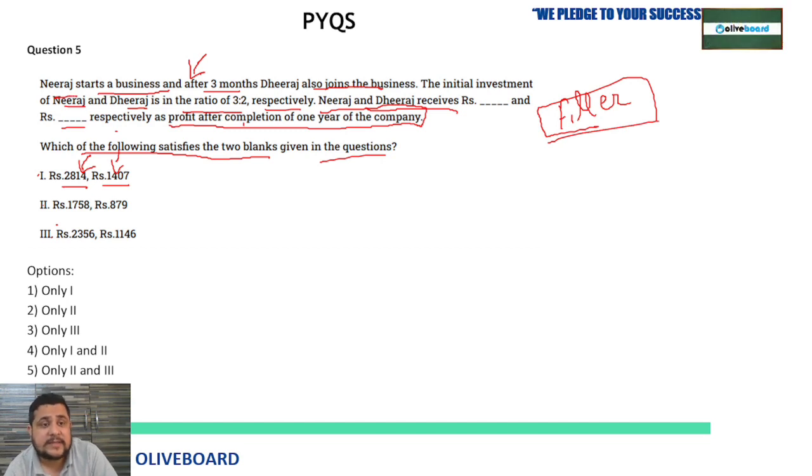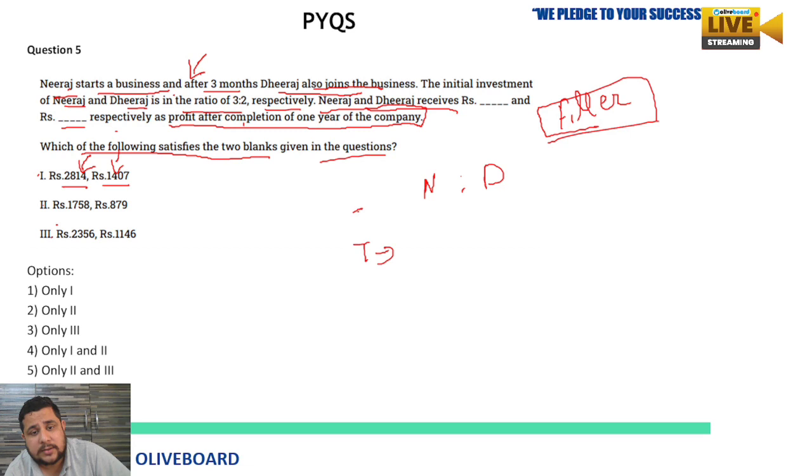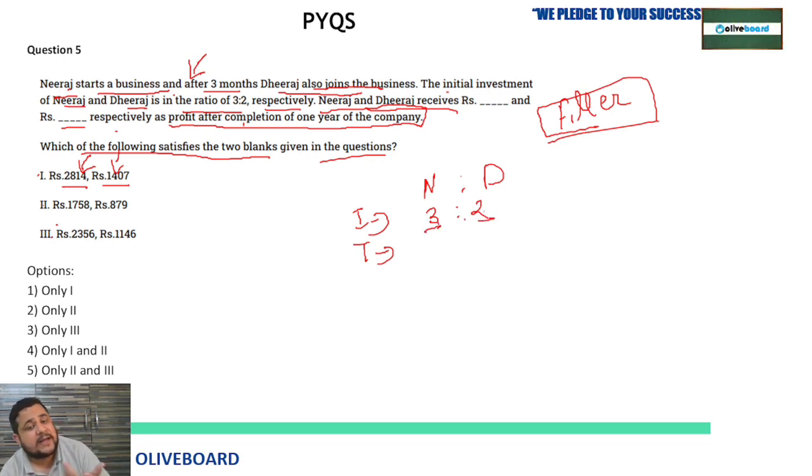Now see what the condition is, what the data is, because as per the data only you need to fill this out. Neeraj starts a business and after 3 months Dheeraj also joins the business. So Neeraj is starting a business and Dheeraj is also there. Their time I can mention here, and the investment made by them. The initial investment of Neeraj and Dheeraj is 3:2, so their investment ratio is given. That is a great thing. We can assume 3 and 2, 3 rupees, 2 rupees, or 3 or 2, because we only need the investment ratio. If we know the investment and time ratio, then we can easily determine the profit ratio.